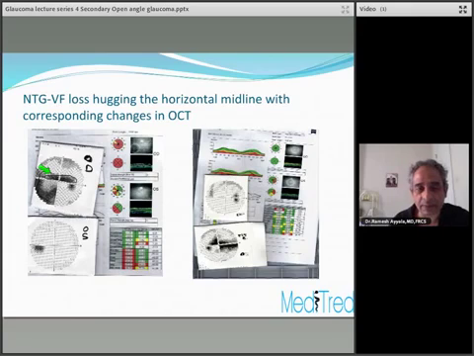Here is another example of a patient of mine who was referred in as normal tension glaucoma. You can see how characteristic this vision field is. You do not see this in primary open-angle glaucoma until it's late, but normal tension glaucoma patients classically present with these dense vision field scotomas hugging the midline.